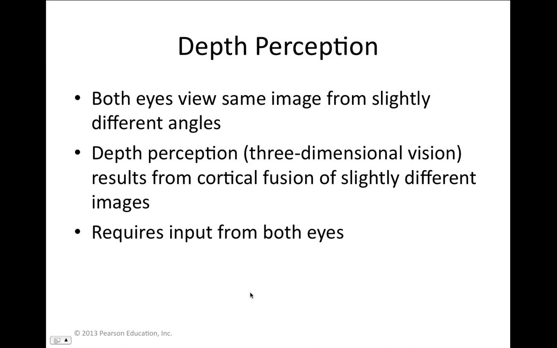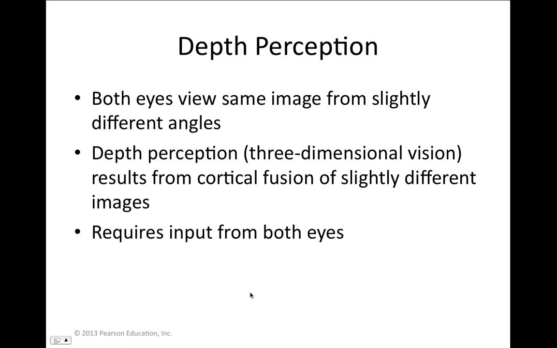So your left and your right side will see things just a little bit differently, and your brain can interpret that as determining how far away something is. So it does require input from both eyes. So if you only have one eye that you can look out, so if you cover one eye with a patch, or one eye does not function very well, you don't have very good depth perception.